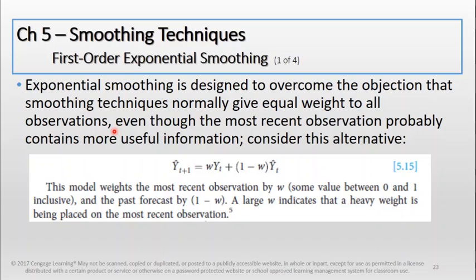If you consider the following alternative forecasting model, this is the alternative. This model weights the most recent observation by W. So each of your observed values already has a weight, which is some value between 0 and 1, and the past forecast by 1 minus W. So this is the weight of your previous forecast. A large W indicates that a heavy weight is being placed on the most recent observation, because of course that is what you multiply with your current observation.